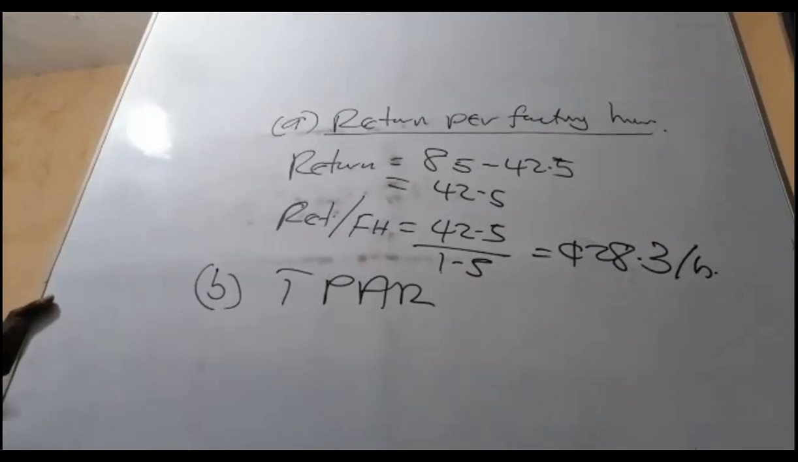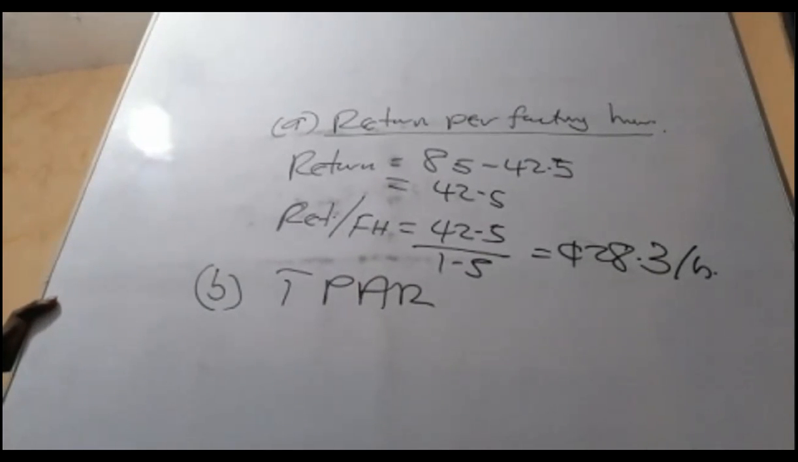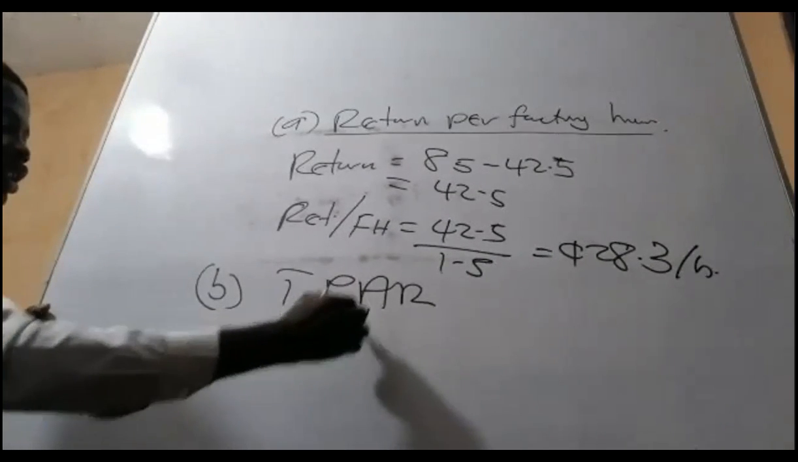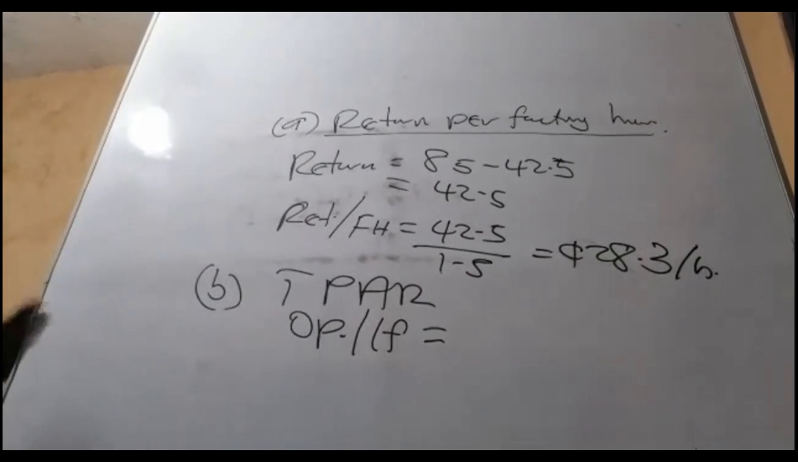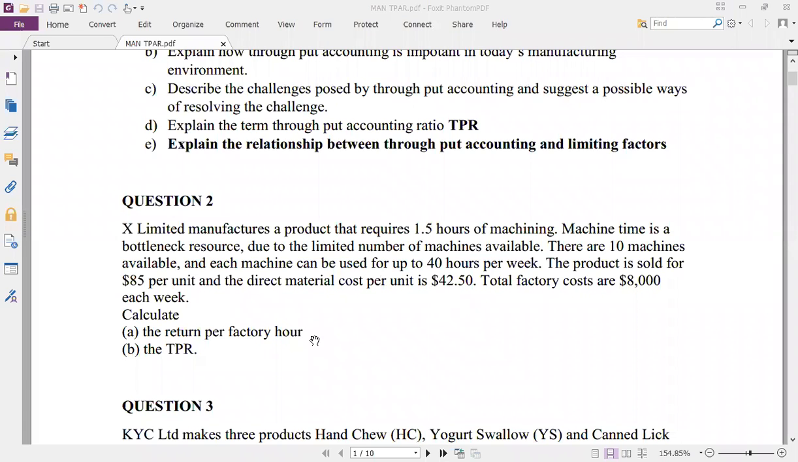Then you go to B to get a throughput accounting ratio. We need our throughput per limiting factor. We have it already here. So what's left is the factory cost, or the operating cost per limiting factor. So operating cost per limiting factor will be the total operating cost, which is $8,000. Then divided by the total machine hours available.